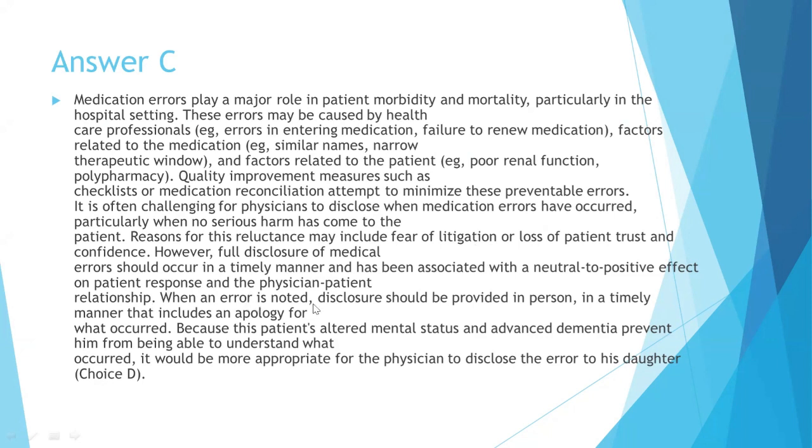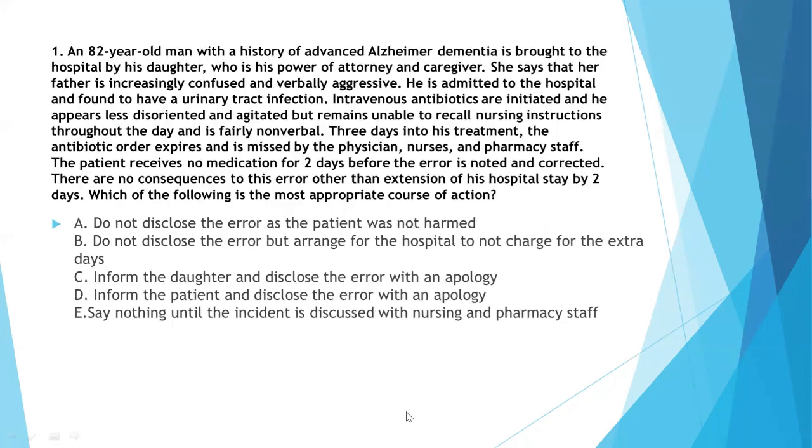When an error is noted, a disclosure should be provided in person in a timely manner that includes an apology and an explanation of what occurred. Now, because this patient's altered mental status and advanced dementia prevent him from being able to understand what occurred, it would be more appropriate for the physician to disclose the error to his daughter.